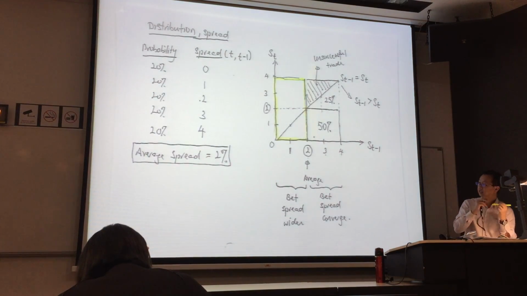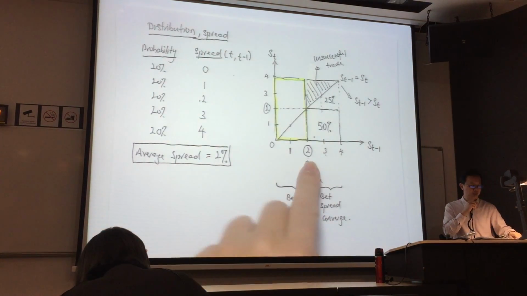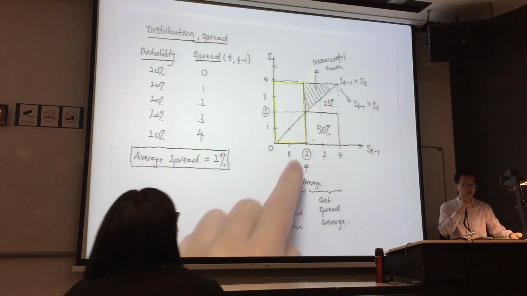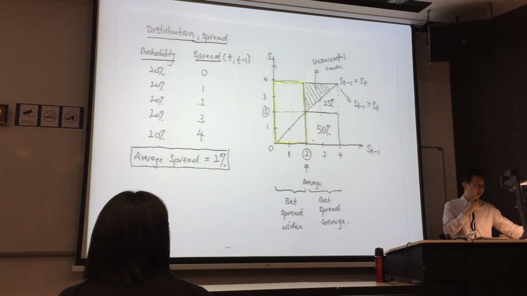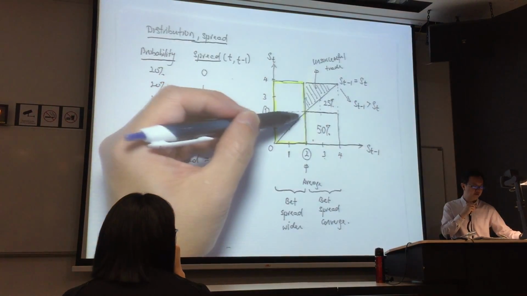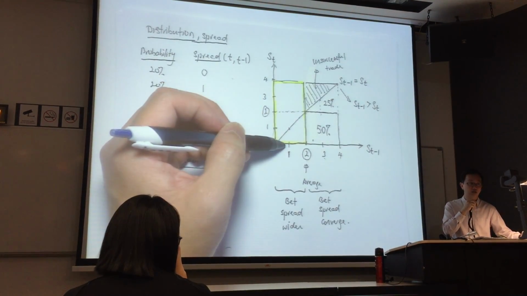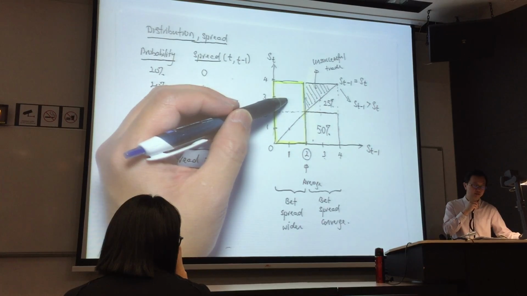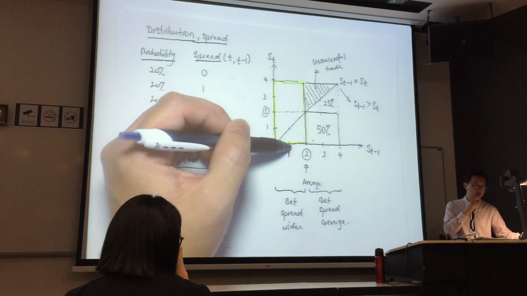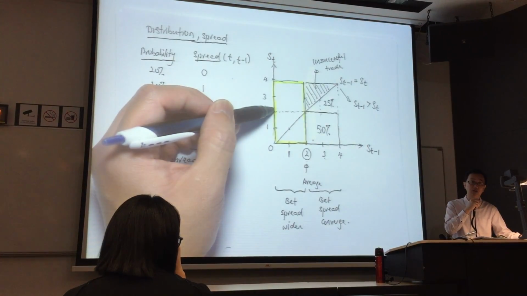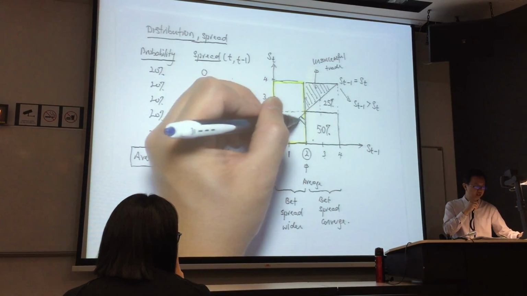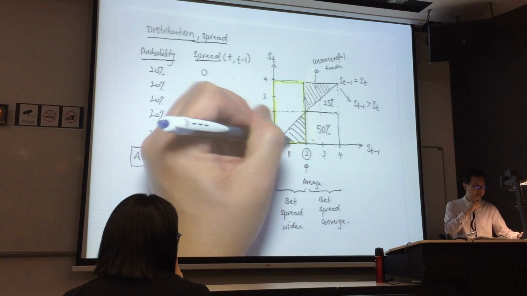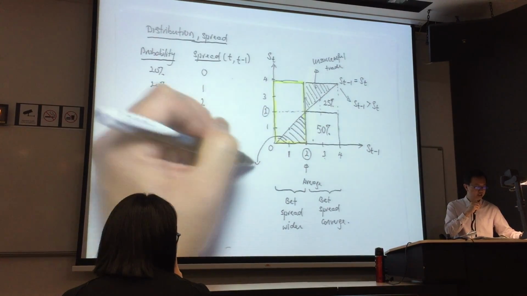The rectangle to the left of point 2 shows you the possibilities for tomorrow. When is your trade successful? Your trades are successful when it is above the diagonal line, because then the spread today is actually smaller than the spread tomorrow. Understand? So this unshaded part is successful, while this shaded portion is unsuccessful.